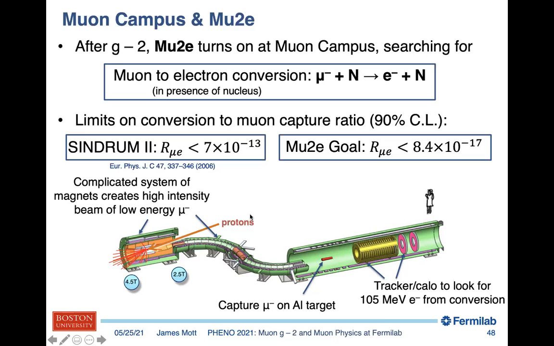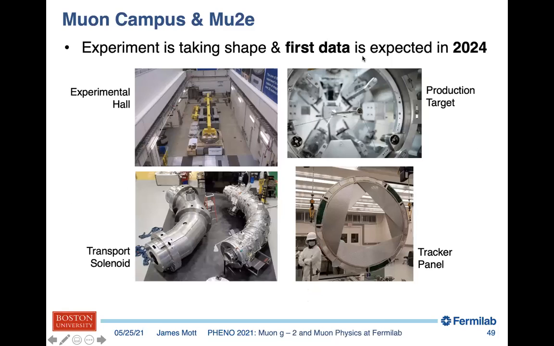Now, normally in previous talks, you've just seen computer-generated images of these, but I just really want to highlight that this experiment is taking shape. Here are real pictures of it. Here's the experimental hall. Here's a production target that exists. Here are transport solenoids, and these now exist. Here's the first of the tracker panels coming off the assembly line. Everything's coming together here, and it's really getting built now. The first data is on the horizon. It's expected in 2024.